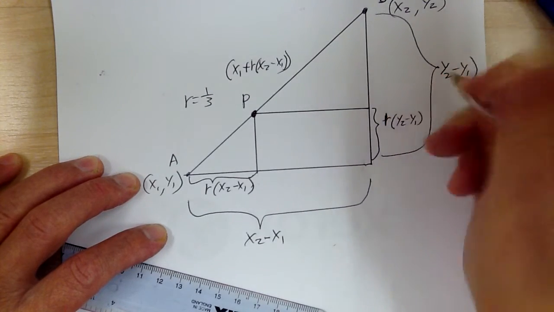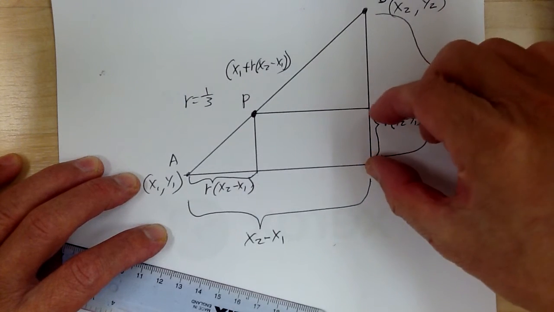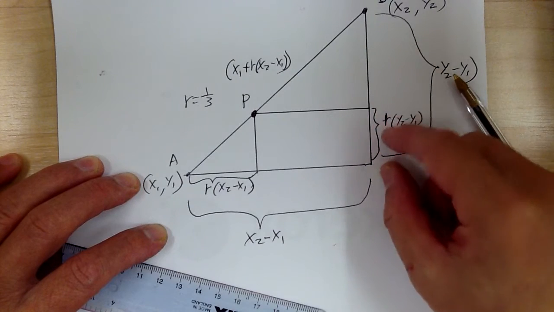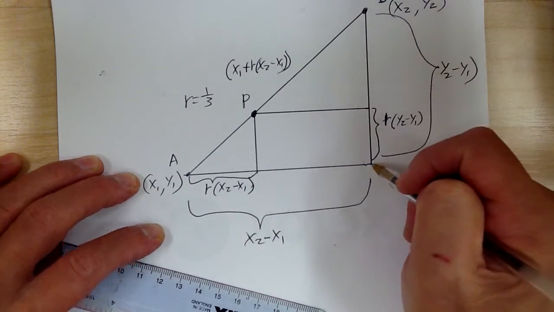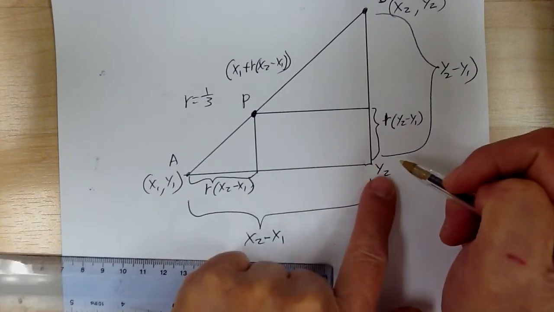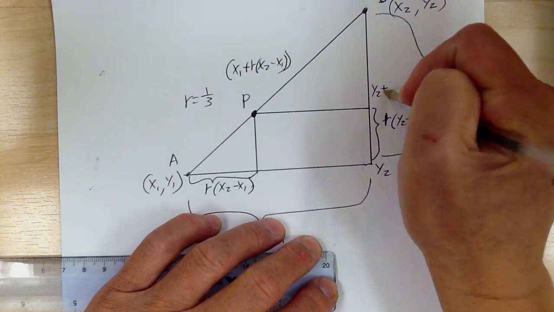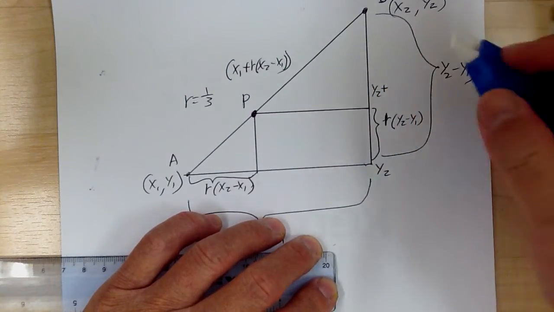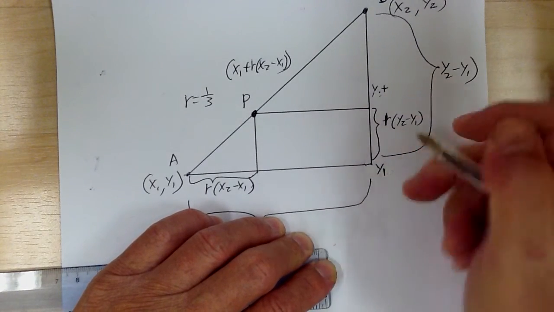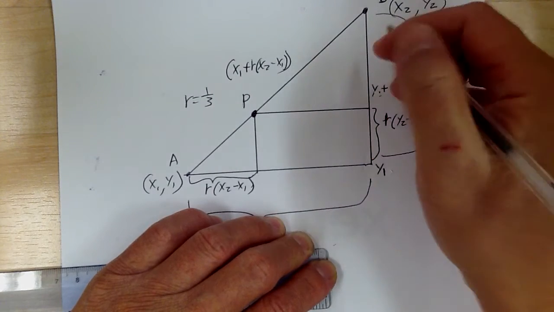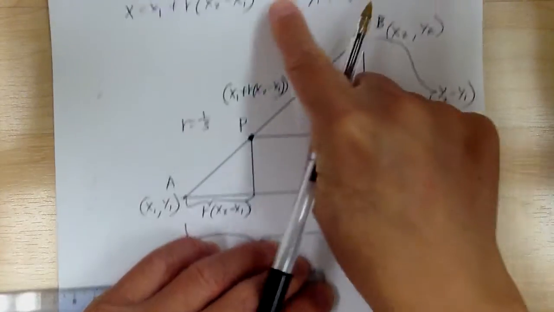So again, y2 minus y1 is the whole length. You multiply by the fraction that you want. That's what the r is, right? The fraction that you want. And then this point, you need to use the y. This point is y1. So y1 plus the length will give you y1 plus r times y2 minus y1. And that's where this equation came from.